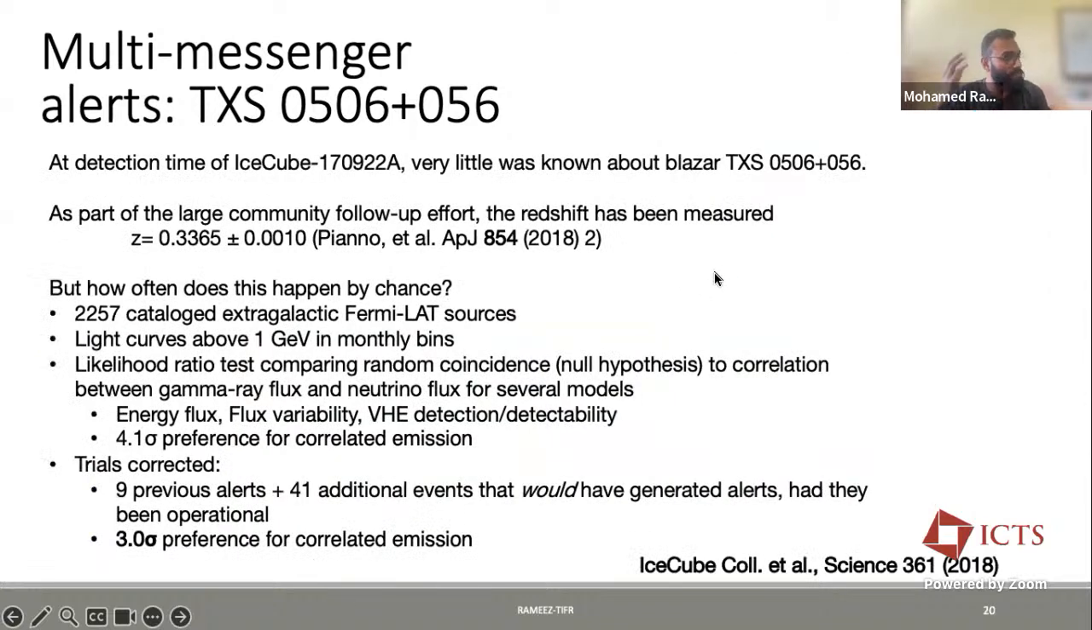Now, of course, at the time this happened, we had no idea whether this could have just been by chance. And we had to carry out a somewhat complicated analysis to figure out whether that is by chance. The way we did that was we looked at all possible blazars from Fermi catalogs. We took monthly bins of light curves above 1 GeV.